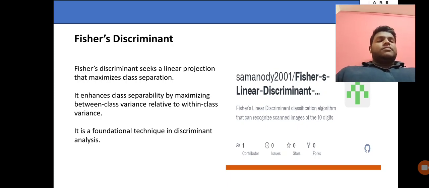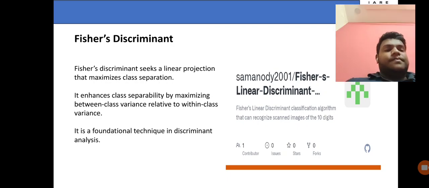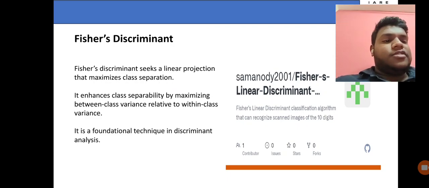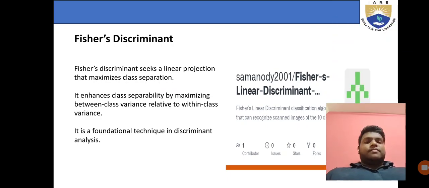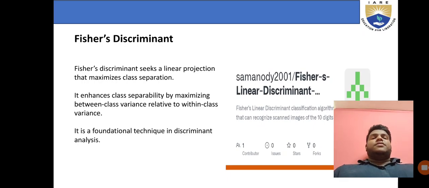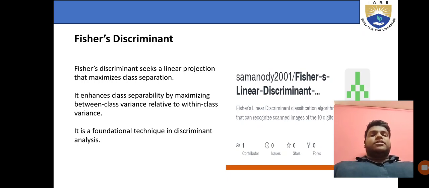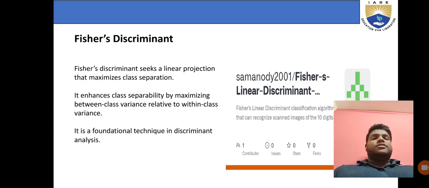Fisher's linear discriminant classifier is an algorithm that can recognize scanned images of the 10 digits. It enhances separation by maximizing between-class variance relative to within-class variance. Fisher discriminant seeks a linear projection that maximizes class separation. It is a foundational technique in discriminant analysis.